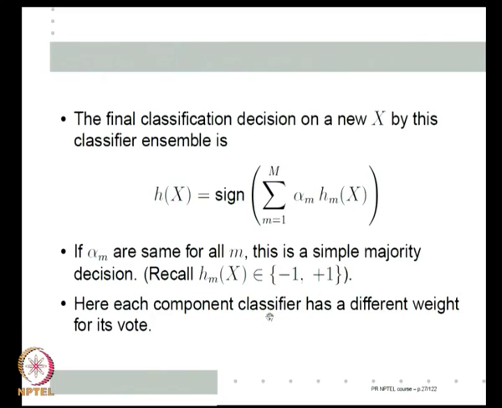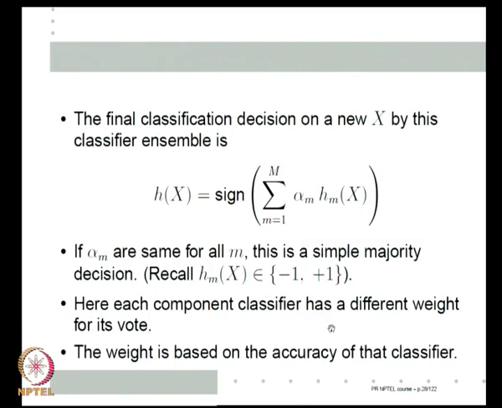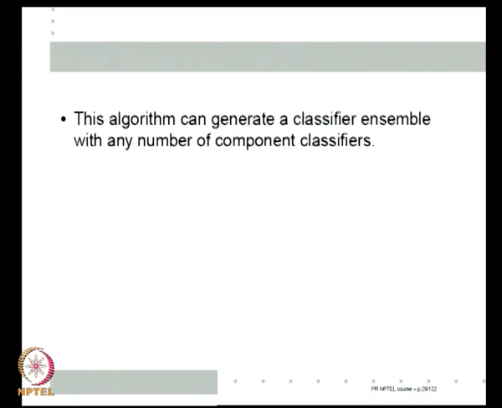Weight depends on how good that classifier has been performing. The weight is based on the accuracy of that classifier. So, this is a very interesting way to combine, and once again a very general purpose way to combine classifiers, what is called a weighted majority vote. This is also a very interesting feature of this AdaBoost algorithm.